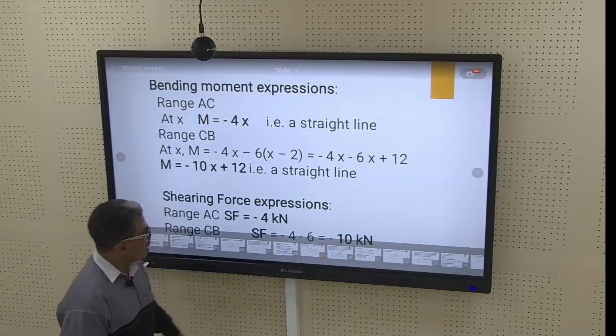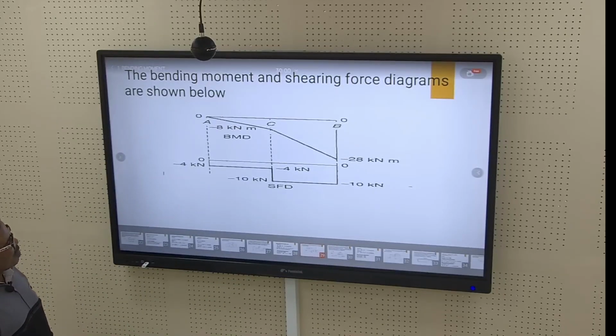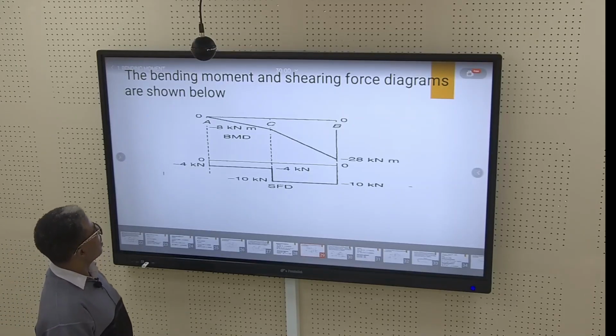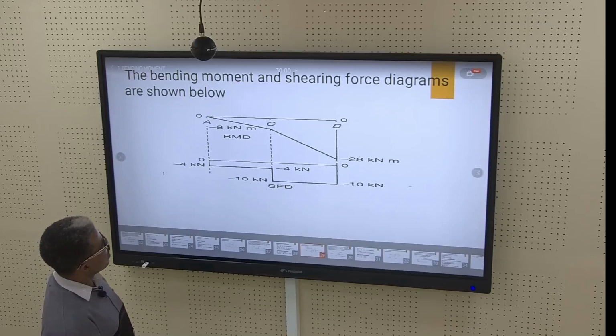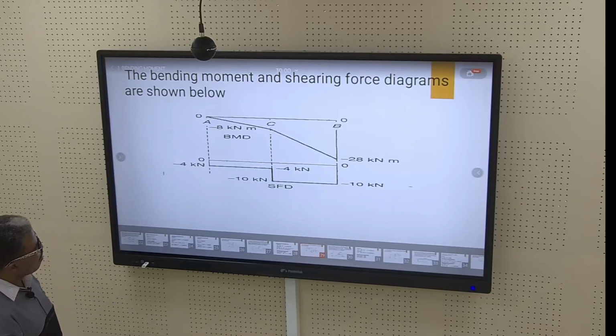Very quickly, you can go now for the diagrams, how they look like. Now you can see the diagram for the bending moment, the range of AC and the range of CB. Shearing forces start with negative 4 followed by negative 4, going back to origin.